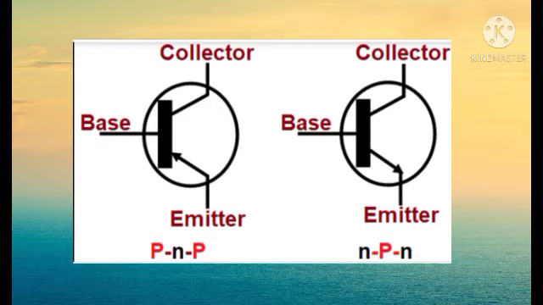Figure shows the symbol of transistor. Transistor has three terminals, that is base, collector and emitter. It has two types, that is PNP and NPN.